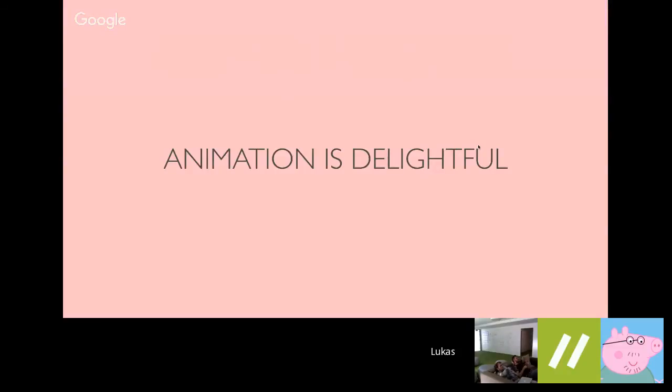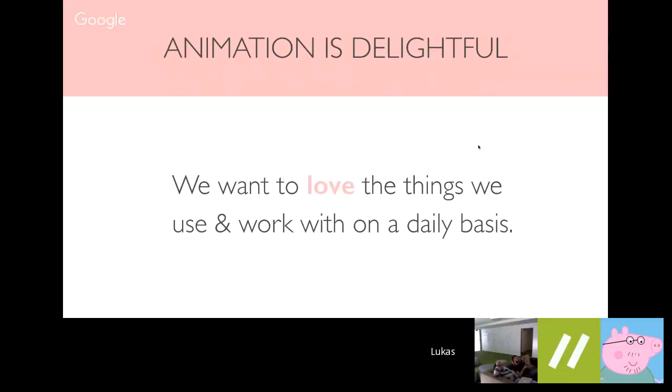So I'm already at the final benefit of animations: that animations delight, or they can be delightful, hopefully. Despite the fact that animation should first and foremost be functional, they should have a function behind it, why we use animations. We as humans love emotions, and we also want to love the things that we work with and interact with on a daily basis.